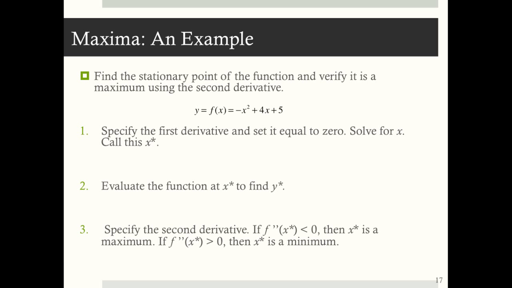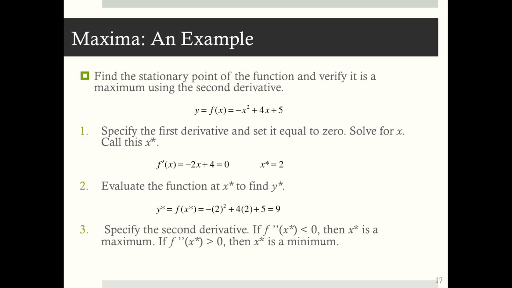Then we're going to specify the second derivative. If the second derivative at x star is less than 0, then we can say that x star is a maximum. If the second derivative at x star is greater than 0, then x star is a minimum. So with this function, let's go through step 1 first. The first derivative is negative 2x plus 4, and then I'm going to set that equal to 0. I solve for x and I get x star equals 2.